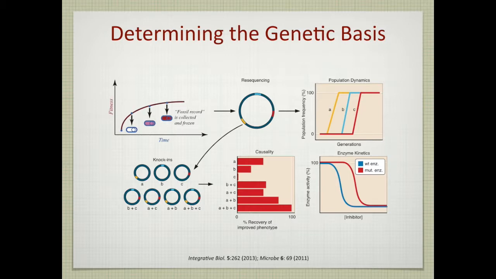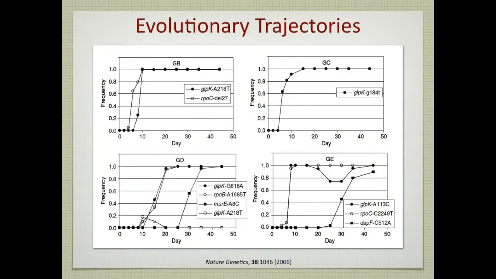Okay, so let me show you some actual data along these lines. Here are allelic frequency curves for mutations for the glycerol evolution. If you look at the first panel in the top left corner, you see 2 mutations come in, fix very quickly, and reach 100% abundance. And these are mutations in glycerol kinase and in the RNA polymerase.